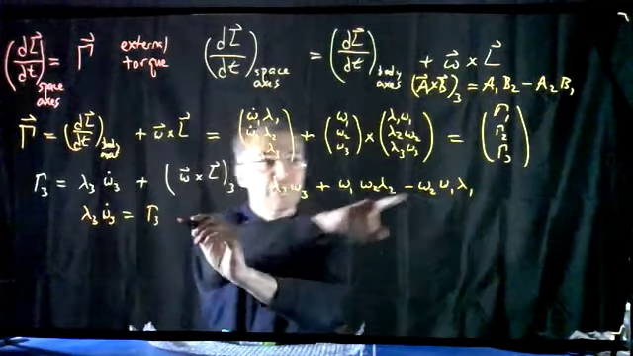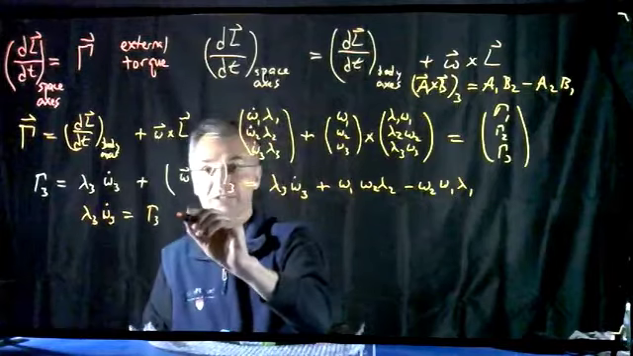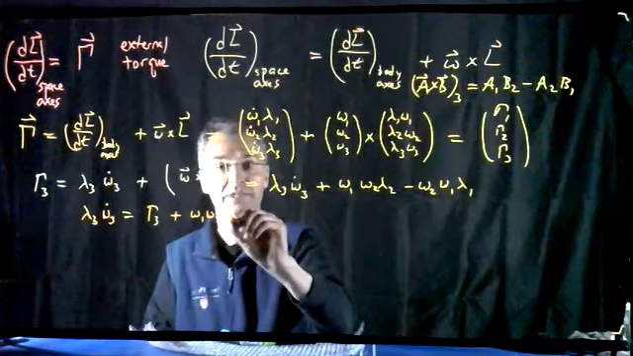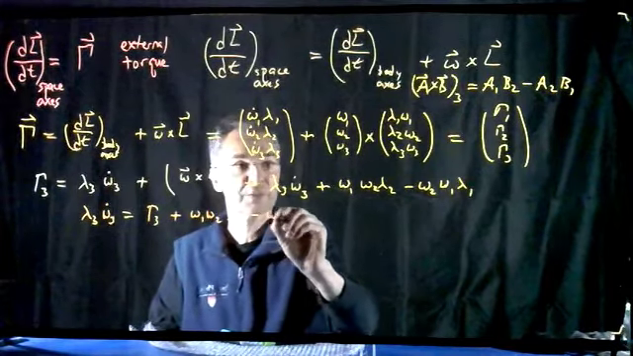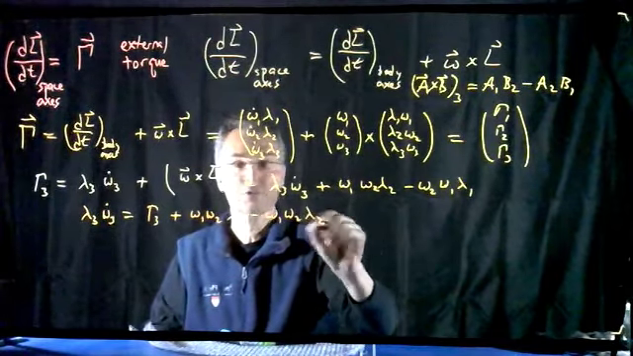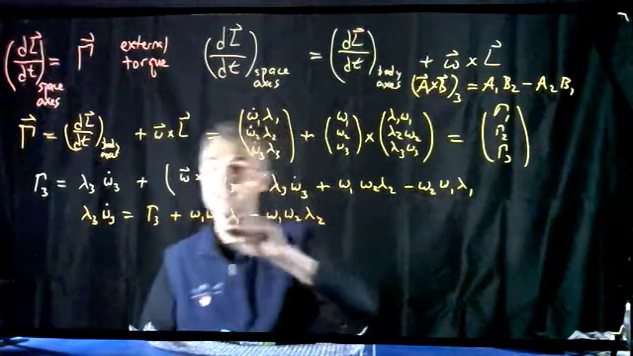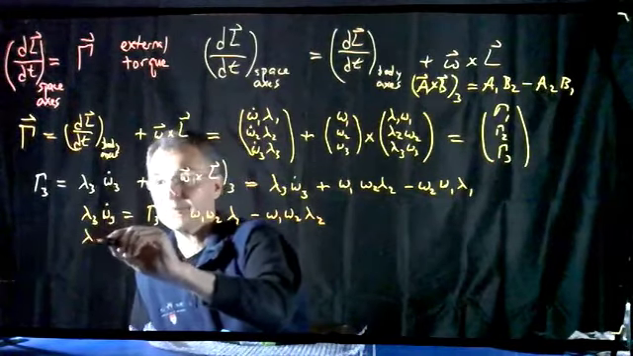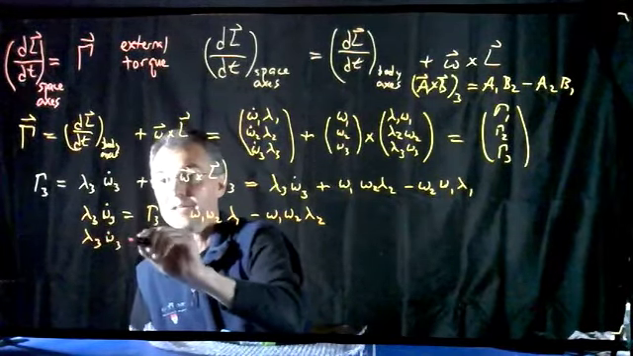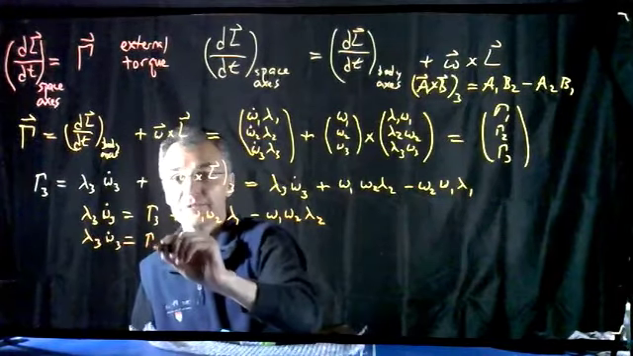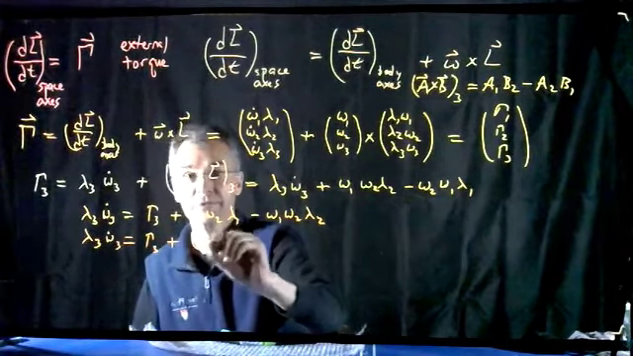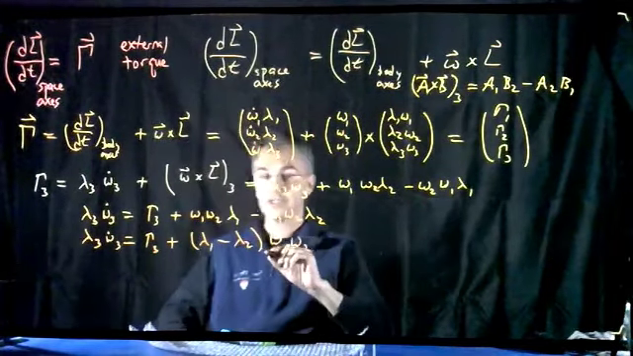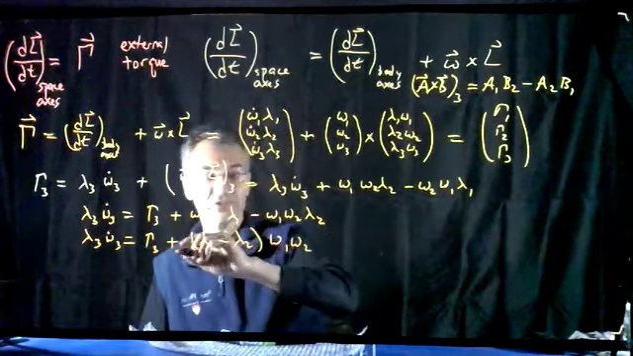And now this is a minus sign, so it'll become a plus sign on the other side of the equation: omega 1, omega 2, lambda 1, minus omega 1, omega 2, lambda 2. And in fact, let's group here. So we'll say lambda 3 omega 3 dot equals gamma 3 plus lambda 1 minus lambda 2 omega 1 omega 2. Okay, now we can just use cyclic permutation of the same result.